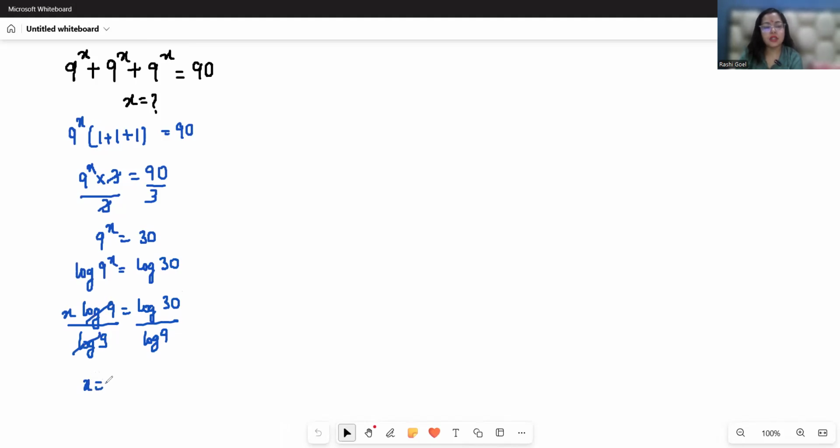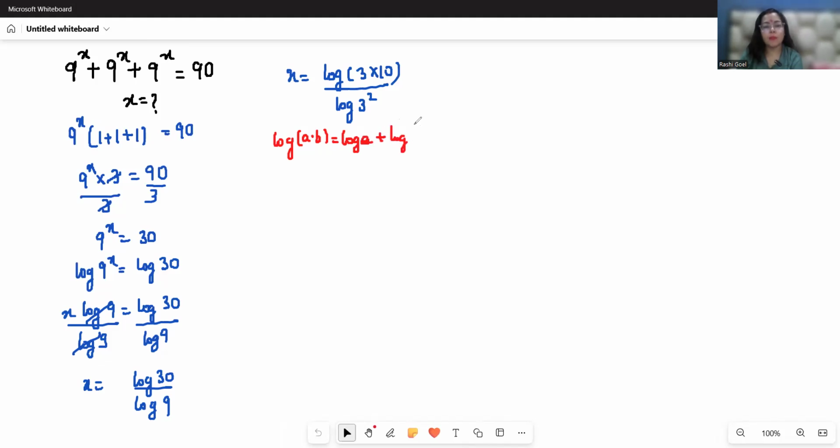so x is log 30 by log 9, and log 30 I can write as log 3 times 10, by log 9 as log 3 square. Now I'm going to use log properties: log (a times b) as log a plus log b, and log (a square) as 2 log a. So let's apply both the identities in the numerator and denominator.